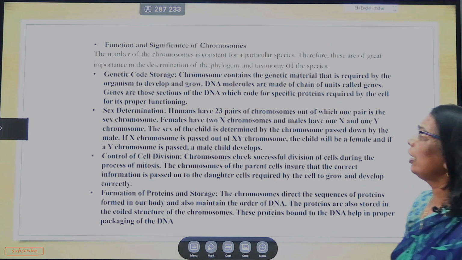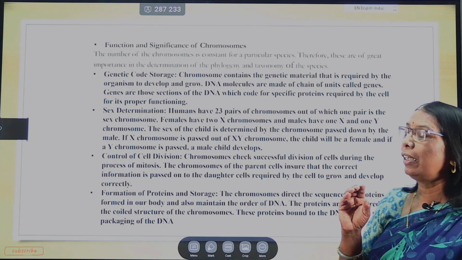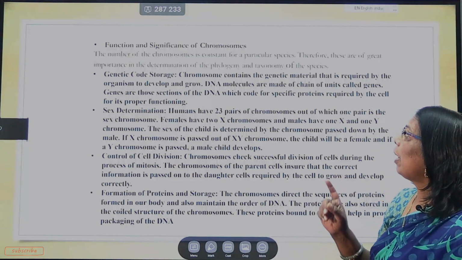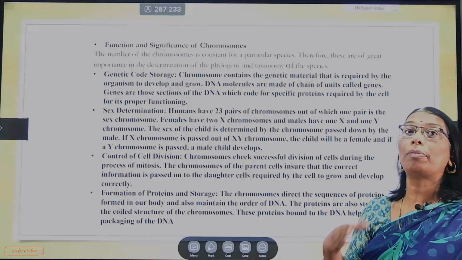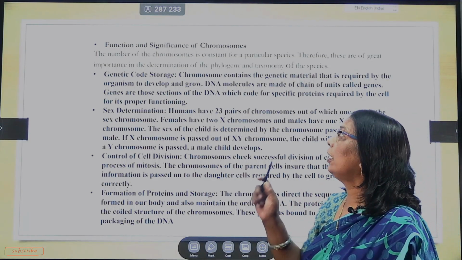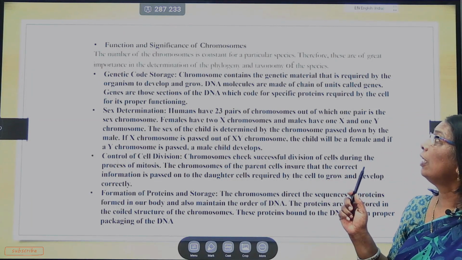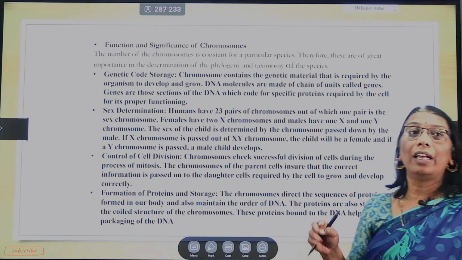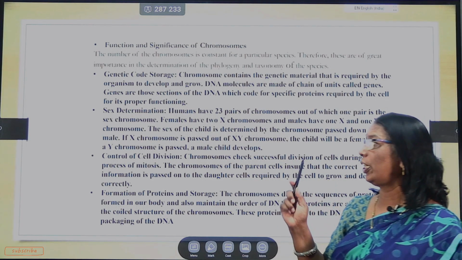Then next, the function of chromosomes. The chromosomes are specific in each and every cell. Therefore, they become one of the important criteria for the identification of a species on the basis of their number present in that cell. They are also of great importance in the determination of phylogeny as well as the taxonomy of that species. They are mainly responsible for the storage of the genetic code. Again, the sex chromosome is present in them, therefore they play an important role in sex determination.